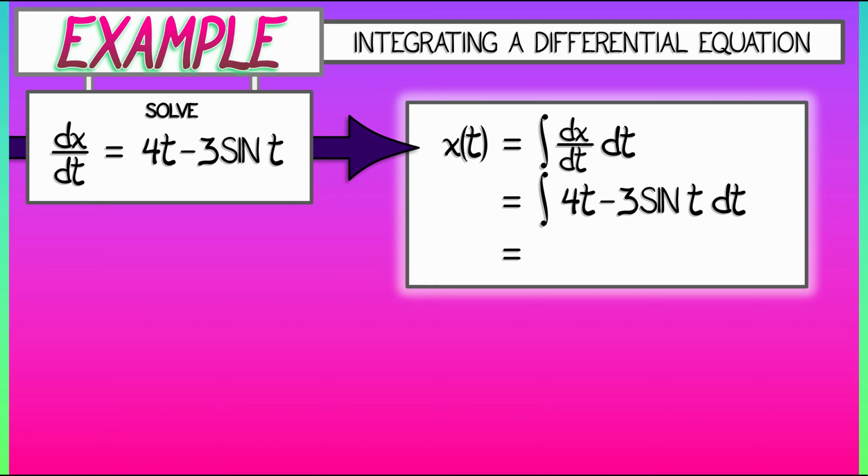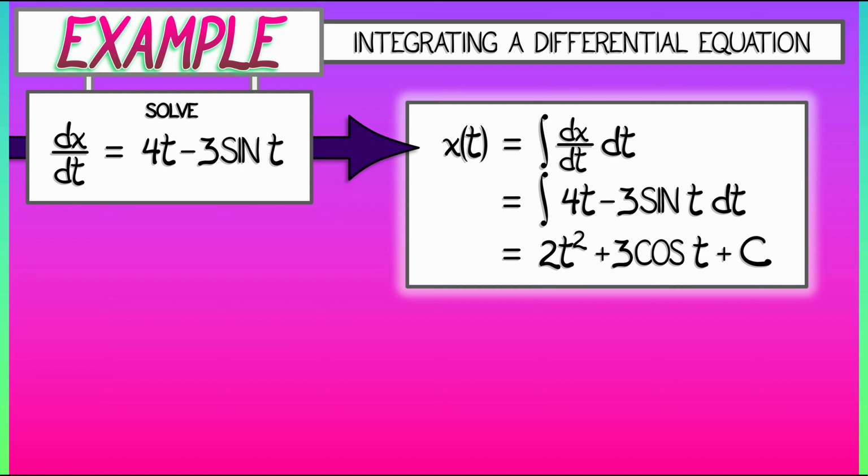How do we compute that integral? No problem. We anti-differentiate one piece at a time via linearity. The antiderivative of 4t is 2t squared. The antiderivative of negative 3 sine t is positive 3 cosine t. And we have to add a plus c, don't forget that. And we're done. That's it. That is what is called the general solution. And as we've seen before, it comes in a one-parameter family that depends on this constant c.